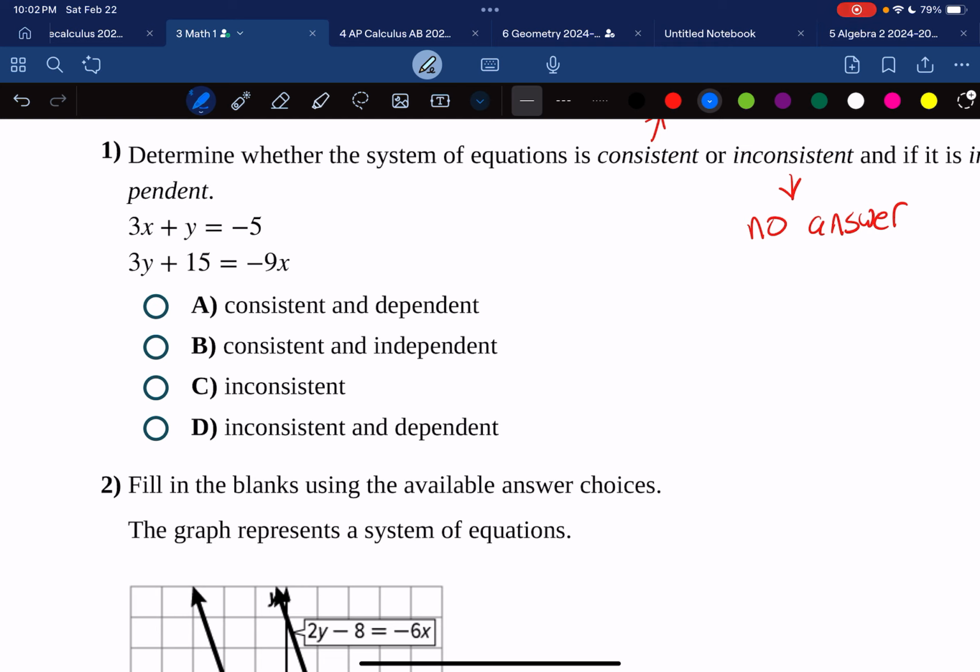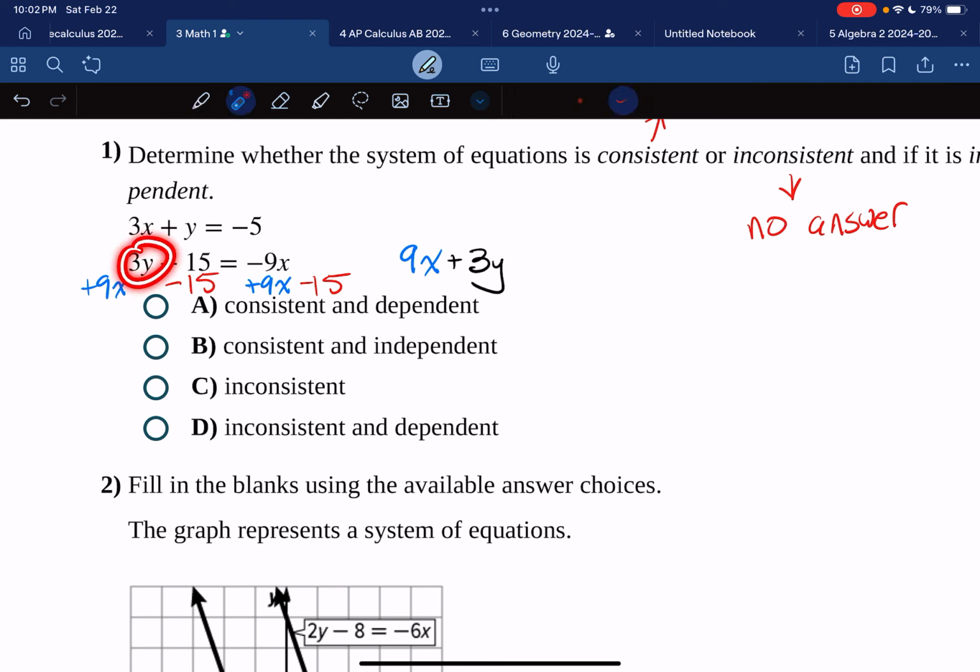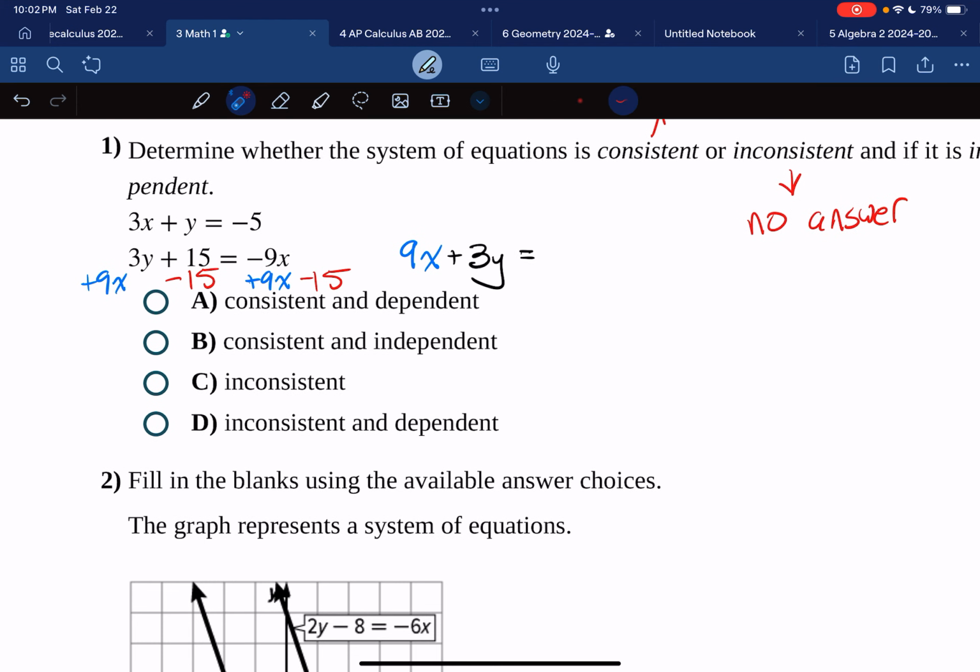I can say, let's do minus 15, and at the same time, let's add a 9x and add a 9x. So my new equation becomes 9x, there's a positive 3y, which was the original 3y that's over here now. This 15 is gone, so now I'm going to rewrite the equal sign. Over here, these are gone, leaving behind a minus 15.